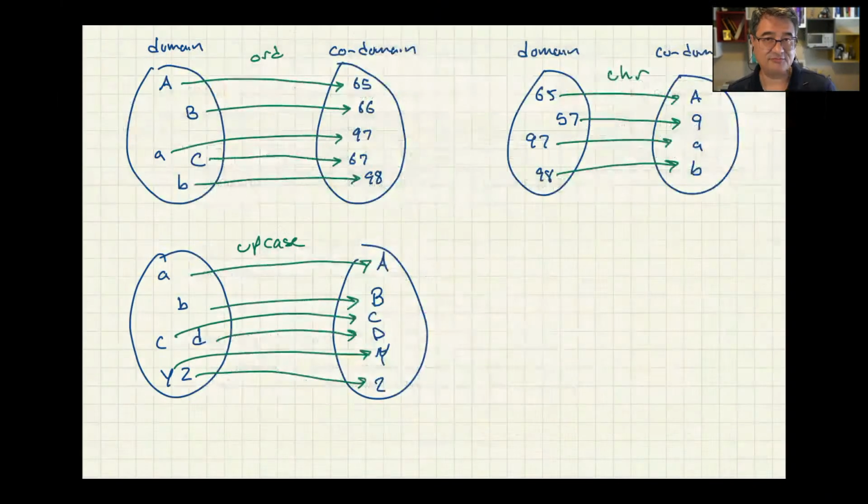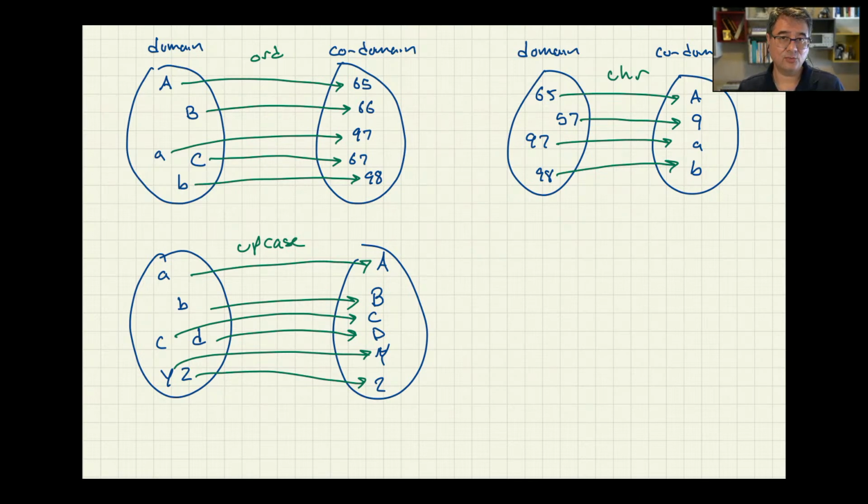We have these functions that map one set of values to another set of values, and we can apply that function one at a time. I can say, apply ORD to B and get the ASCII value of B, or I can apply ORD to % and get the ASCII value of that. But what if I wanted to do this to a whole bunch of values all at once?